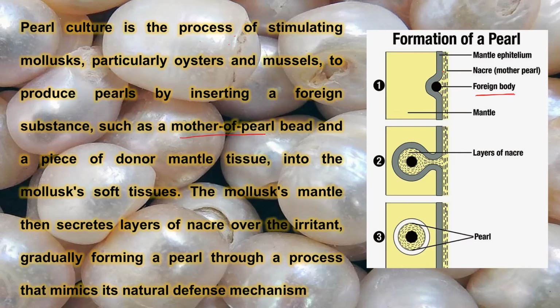This oyster starts secreting a layer of nacre around this foreign particle as a defense mechanism. You see, this grain goes deep inside the mantle and the diameter increases. Finally, this forms the pearl.